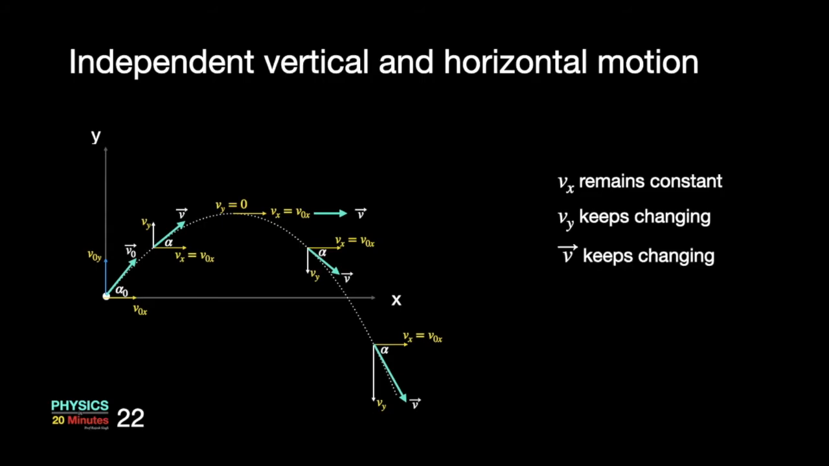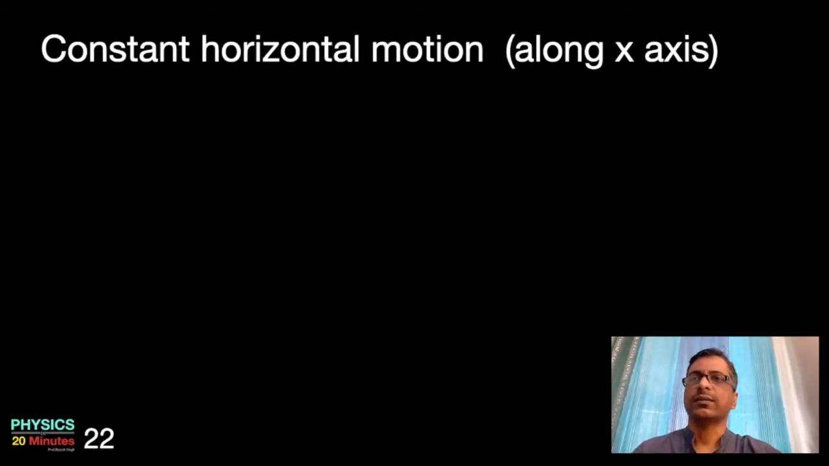Since the y component is changing continuously, the velocity vector changes continuously, and the angle made by the velocity vector with the horizontal also changes continuously throughout the path. So let's take each axis at a time. First, constant horizontal motion, that is motion along the x-axis. We will write the kinematical equations for it very quickly.